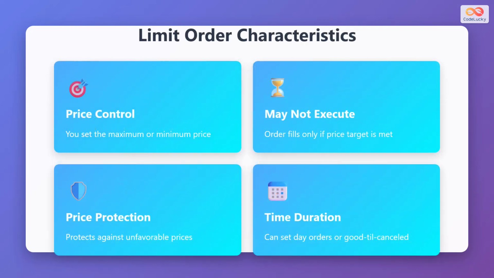Limit orders come with their own set of characteristics. First, you have complete price control. You decide the exact price you're willing to trade at. Second, execution is not guaranteed. Your order only fills if the market reaches your price. Third, you get price protection, preventing you from buying too high or selling too low in volatile conditions. Fourth, you can set time duration, choosing whether your order lasts just for the day or remains active until you cancel it, which is called good till canceled.